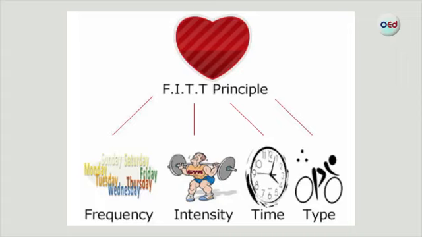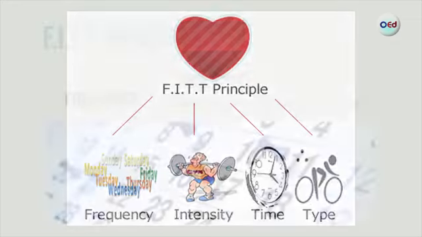F stands for frequency, I stands for intensity, T stands for time, and the other T stands for type of exercise. These four are the most important things you need to consider as a beginner in exercise or in fitness. Let's try to explore them one by one in the next parts of this lesson.